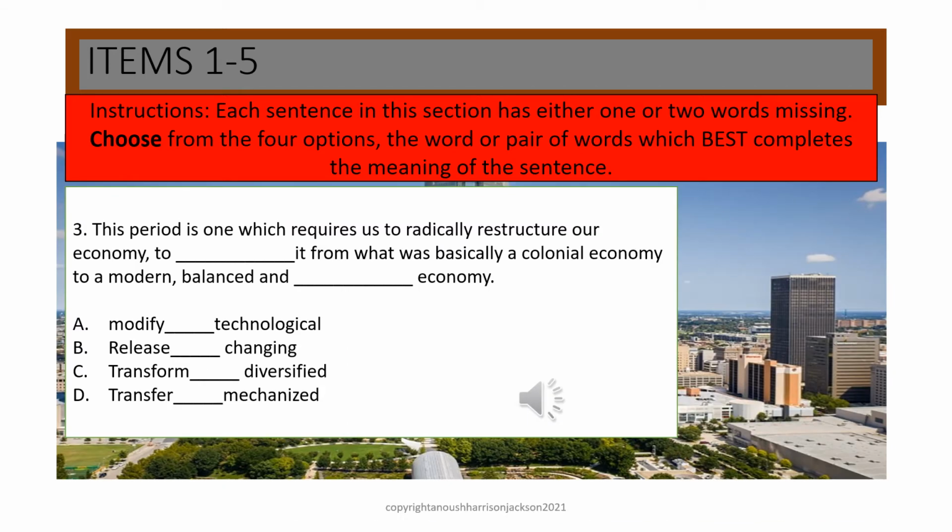3. This period is one which requires us to radically reconstruct our economy to blank it from what was basically a colonial economy to a modern, balanced, and blank economy. Is it A, modified and technological, B, release and changing, C, transform and diversified, or D, transfer and mechanized?